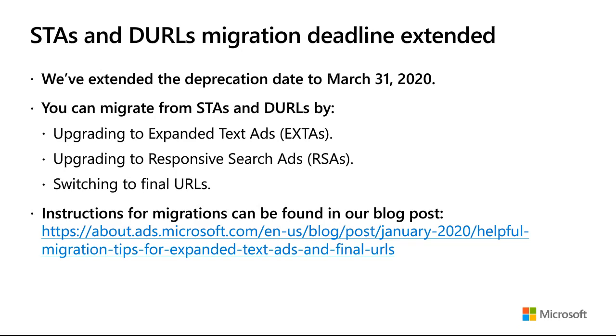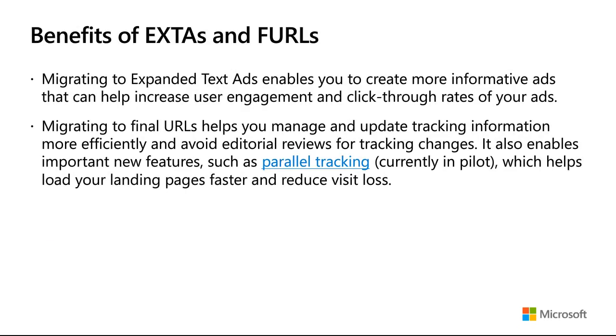The key benefits of migrating to expanded text ads and refined URLs: by migrating to expanded text ads, we enable you to create more informative ads that help you increase user engagement and the click-through rates for your ads. We have found that customers that migrate from standard text ads to expanded text ads experience a 5 to 10% increase in their CTR. Additionally, migrating to refined URLs will help you manage the tracking information more efficiently, and you can avoid editorial reviews if you just need to change your tracking template. It also enables you to adopt our newest feature, parallel tracking, which will be releasing soon. Parallel tracking helps you load your landing page faster and reduce visit loss.